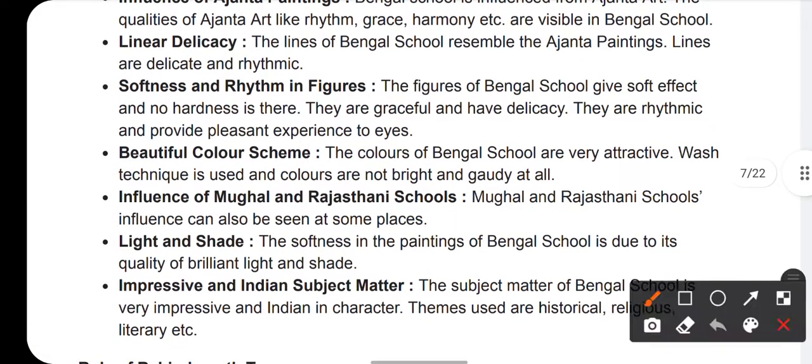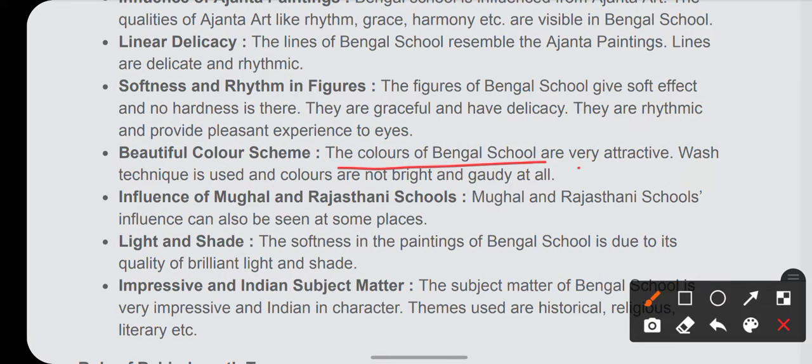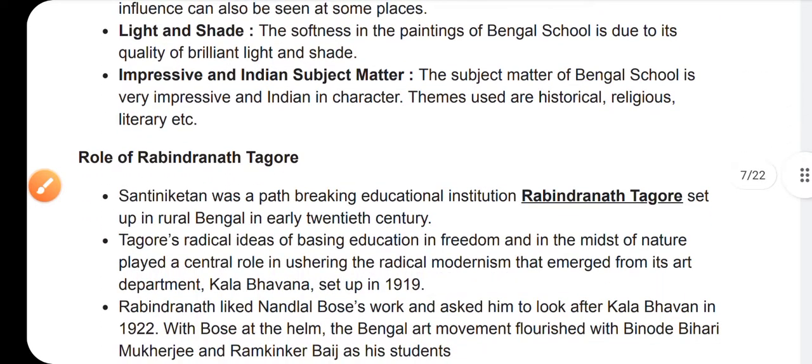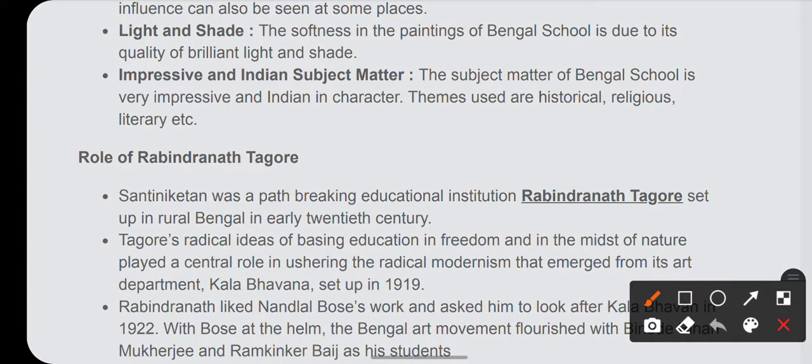Beautiful color scheme. The colors of Bengal school are very attractive. Wash technique is used and colors are not bright and gaudy at all. Influence of Mughal and Rajasthani schools: their influence can also be seen at some places. Light and shade: the softness in the paintings of Bengal school is due to its quality of brilliant light and shade. Impressive Indian subject matter: the subject matter of Bengal school is very impressive and Indian in character. Themes used are historical, religious, literary etc.